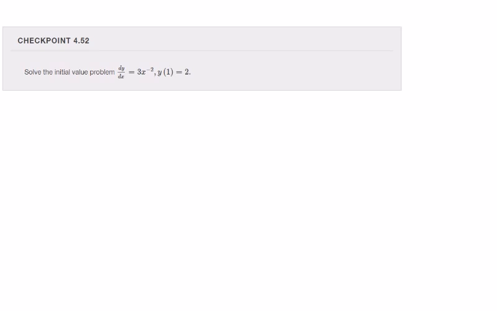All right, so first of all, let's find the antiderivative of 3x to the negative second. So go ahead and do that. All right, so if you got negative 3x to the negative 1 plus c, good job. And you could also write it as negative 3 over x plus c. That works too.